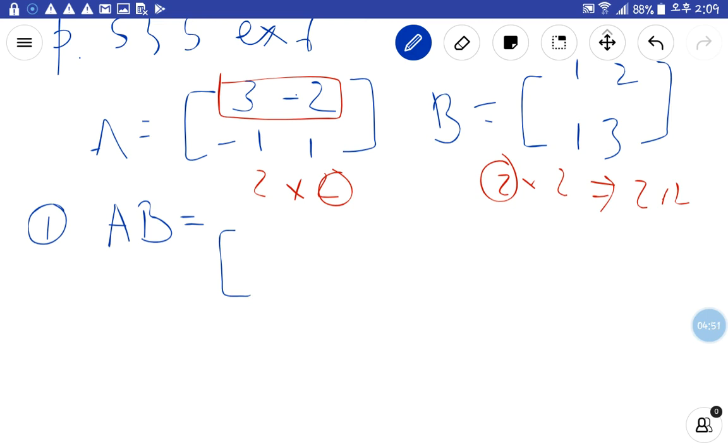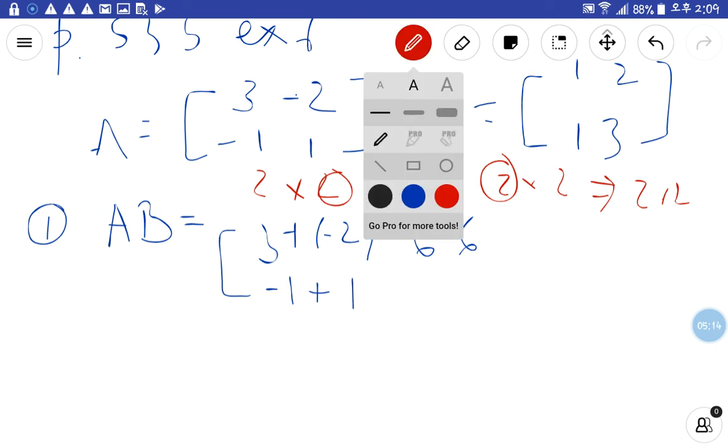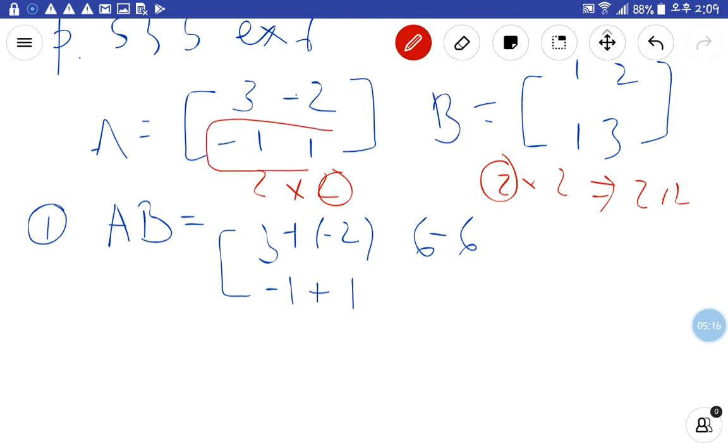So I can do it. 3 times 1 is 3, negative 2 times 1 is negative 2. And first row, second column, 3 times 2, 6, and negative 2 times 3, which is minus 6. Negative 1 times 1, negative 1, plus 1 times 1 is 1. Now I'm using my second row. So that was my first column and second column.